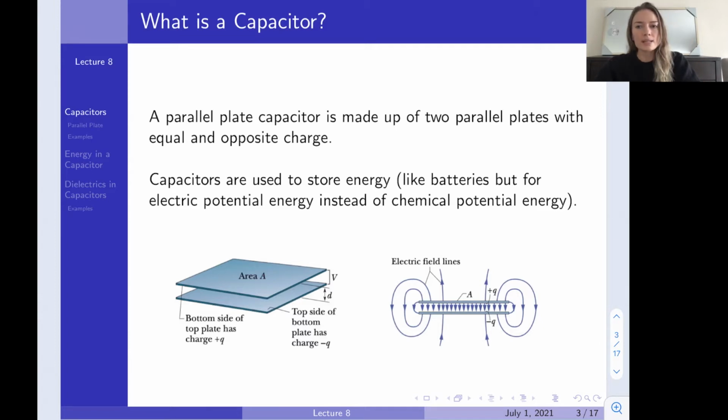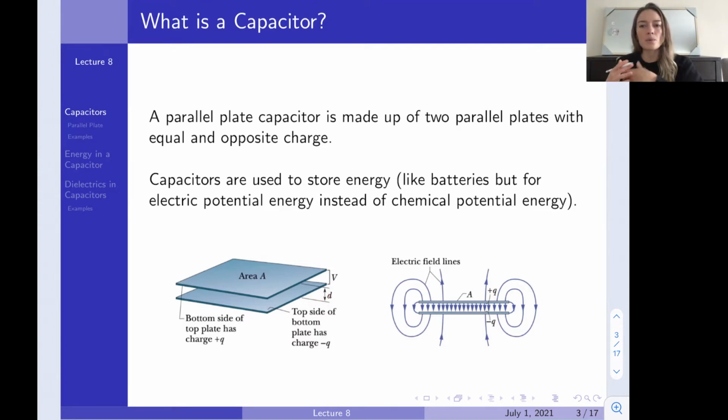So what is a capacitor, first of all? We have talked a little bit about capacitors when we were calculating electric fields. A capacitor is basically two conductors with equal and opposite charge. Now, they could technically be any sort of shapes, but we usually want nice, easy shapes. The most common is a parallel plate capacitor. A parallel plate capacitor is just what it sounds like. It's made up of two equal and opposite charged plates. They have some separation d between them.